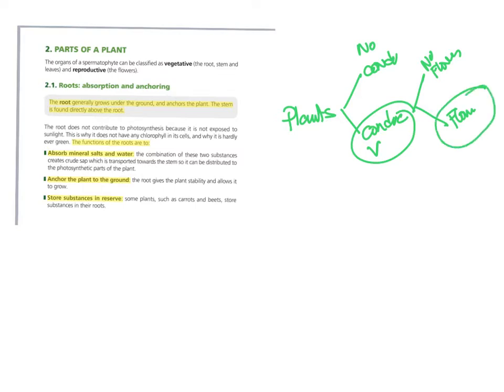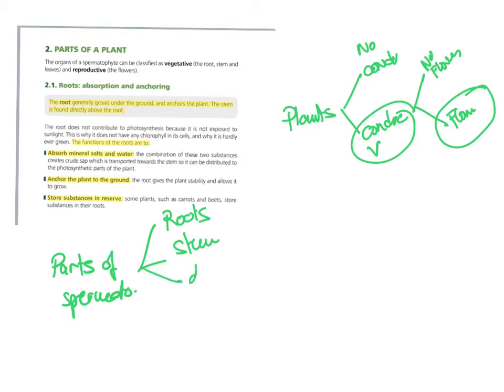flowering plants, which are the spermatophytes. Got it? So, this part of the unit, we are going to study the part of spermatophytes. If you remember the last lesson, I told you that the parts of spermatophytes were roots, then stems, leaves, and flowers.